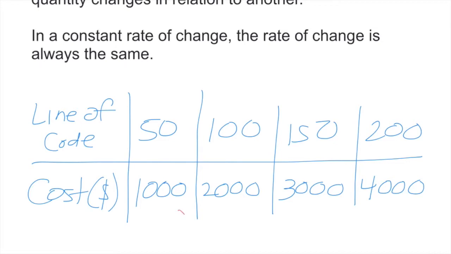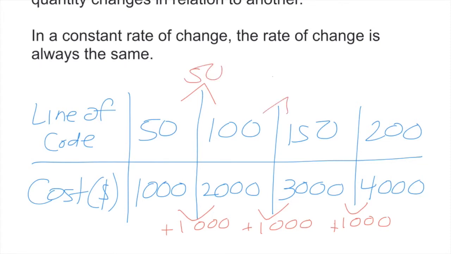Now, if we look at how these change, how does cost change? Well, the cost goes up $1,000 every time I go up in the chart. So notice that every time I'm going up by 1,000. It's $1,000 more for every 50 lines of code.